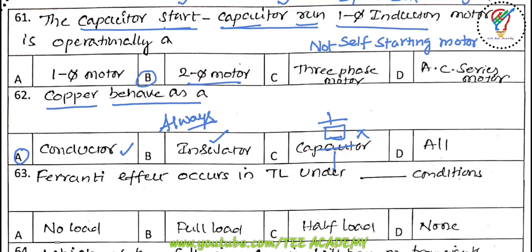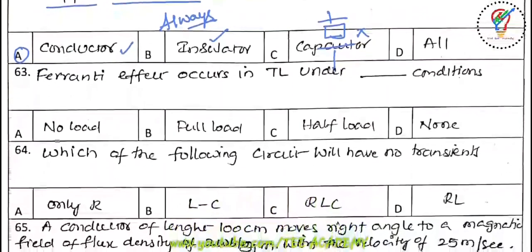Okay, the next question. This is also a repeated question in the power system subject. Ferranti effect occurs in transmission lines under which conditions? With the Ferranti effect, the receiving end voltage is greater than the sending end voltage. It happens under light load or no load conditions. So the correct answer is no load or light load conditions. The other options are full load, half load, and none.